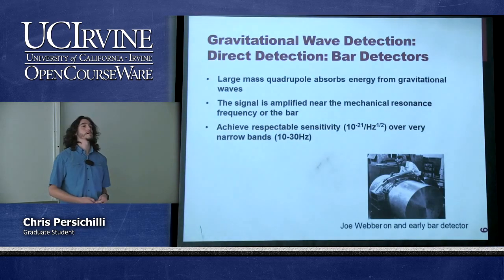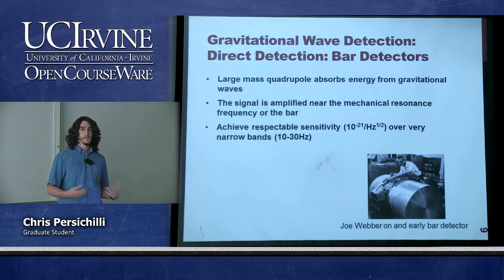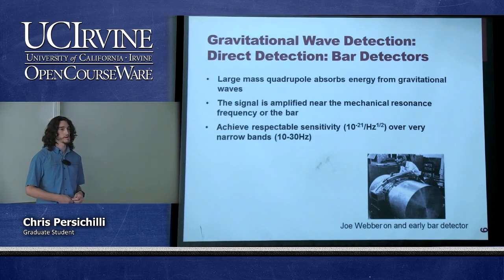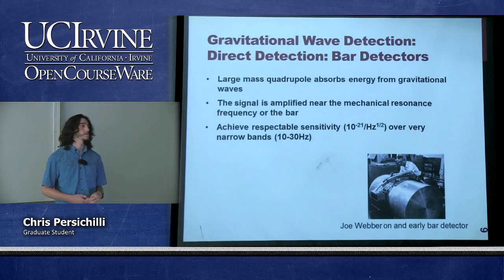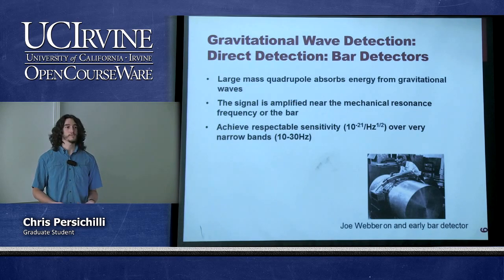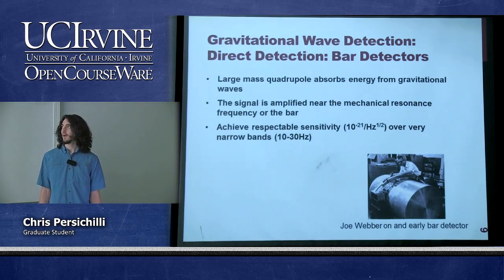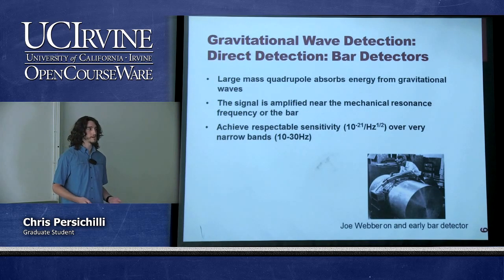So the early attempts at making gravitational wave detectors, again, recapping what we talked about in class. Gravitational waves are inherently a quadrupole phenomenon, so you would expect them to couple to mass quadrupoles. So one way of possibly detecting these things is to make a big-ish mass quadrupole, like a big cylinder of metal, and then measure how that cylinder absorbs energy from gravitational waves.